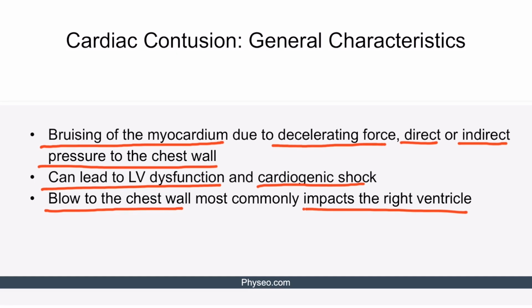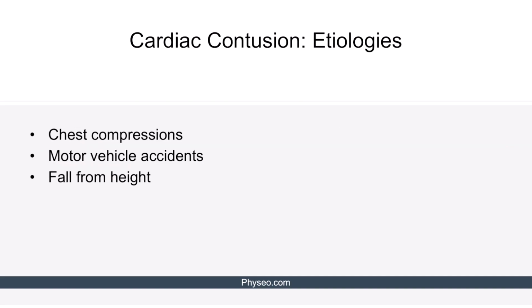The net effect of these changes is a decrease in preload and cardiac output. Now let's talk about etiologies. Some of the high-yield ones are chest compressions, motor vehicle accidents, and fall from heights. Anything causing blunt trauma to the chest can lead to bruising and disruption of the heart's normal pumping function.